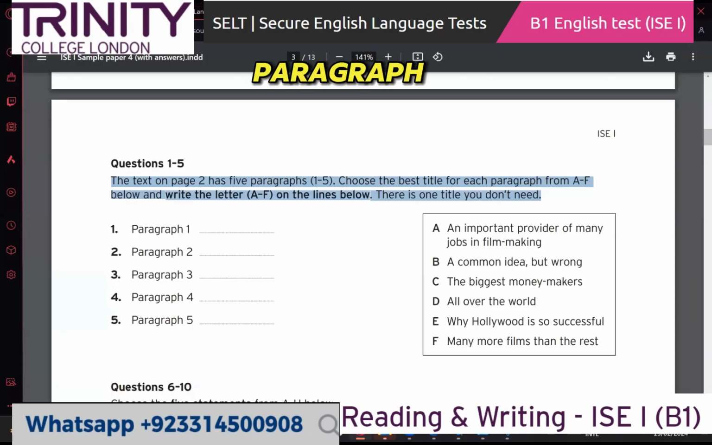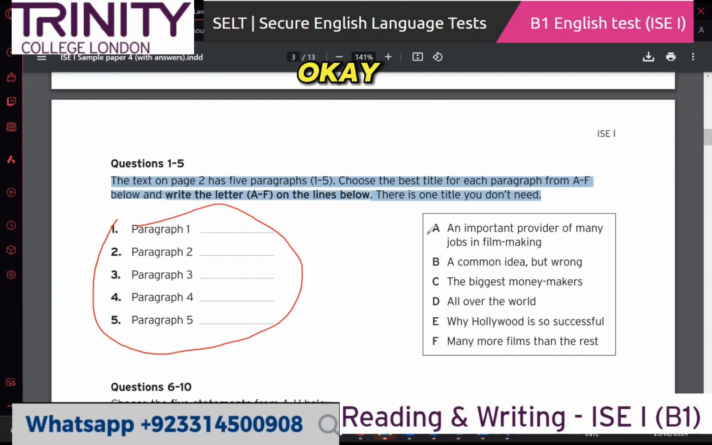Base title in each paragraph from A to F below, and write the letter A to F on the line below. There is one title that you do not need. So what does it mean? This means you have 5 paragraphs, and 1, 2, 3, 4, 5, 6 headings here. One heading is not needed, so 6 minus 1. We need to eliminate 1, get the 5 correct ones and match them with which paragraph mentions that information.